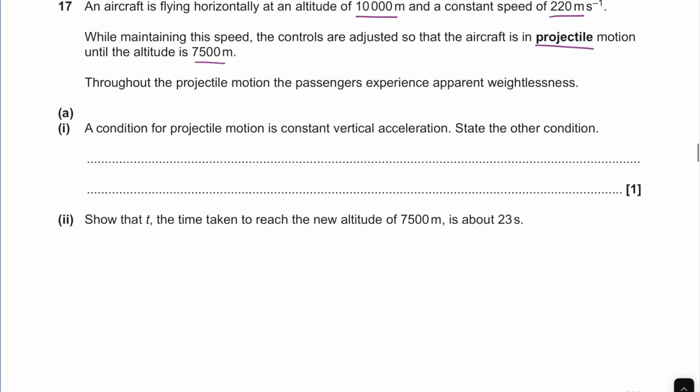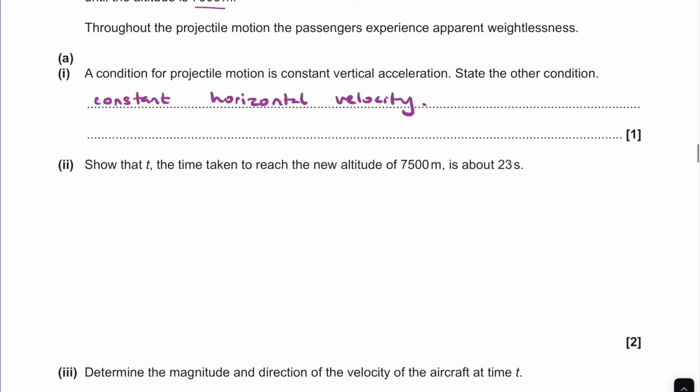Part A I, a condition for projectile motion is constant vertical acceleration. State another condition. There is constant horizontal velocity as well. Okay, for part II, show that the time taken to reach the new altitude of 7,500 meters is about 23 seconds.